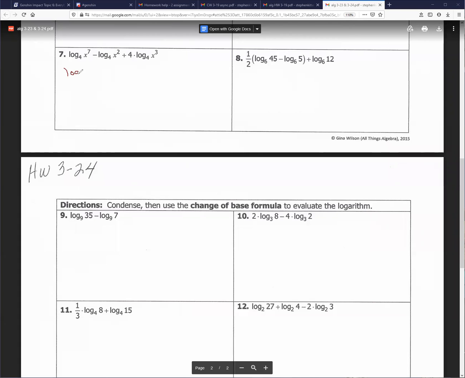Log base 4 of, all right, x to the 7th divided by x squared times, this comes up here as a to the 4th power, so this is effectively x to the 12th. So we're going to say times x to the 12th, and now we simplify x to the 7th times x to the 12th is x to the 19th, divided by x to the 7th is x to the 17th.